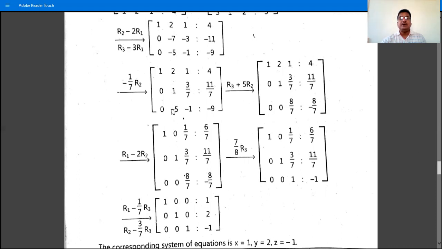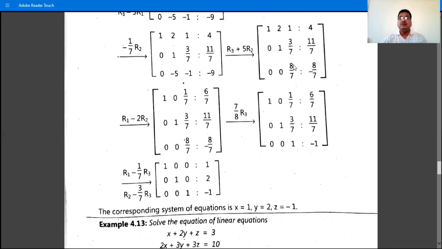Then reduce this minus 5 to 0. In order to reduce minus 5 to 0, the transformation is R3 plus 5R2. So multiply by 5 and add in this row. So the first row, second row as they are, the change is in the third row. So we have 0 at this place. And then 5 into 3 by 7 minus 1 is 8 by 7. And then 5 into 11 by 7 minus 9 is minus 8 by 7.